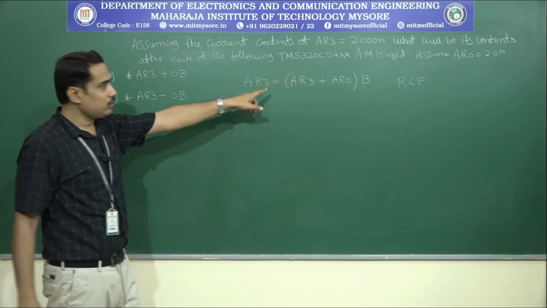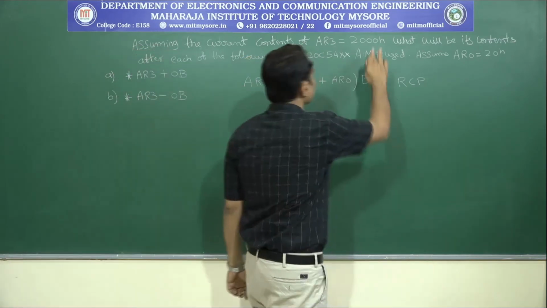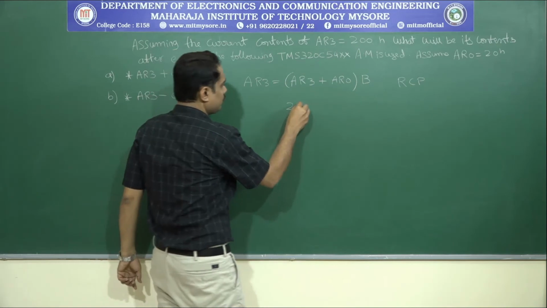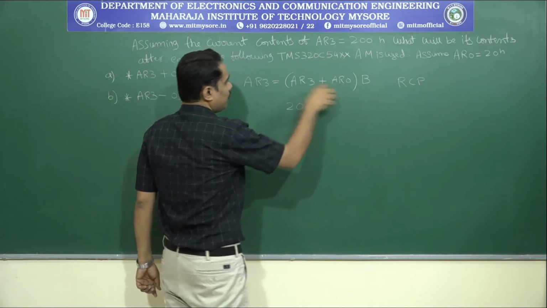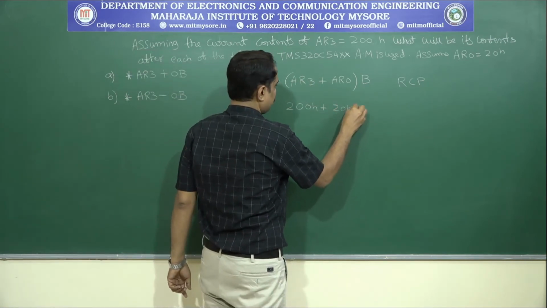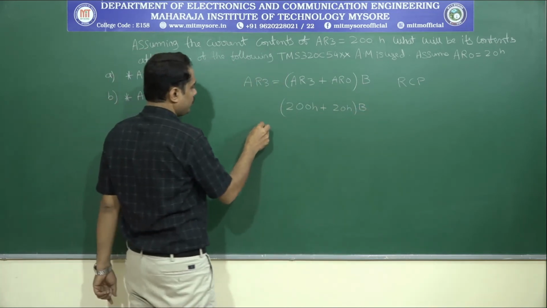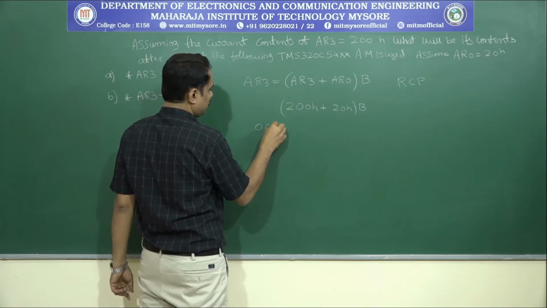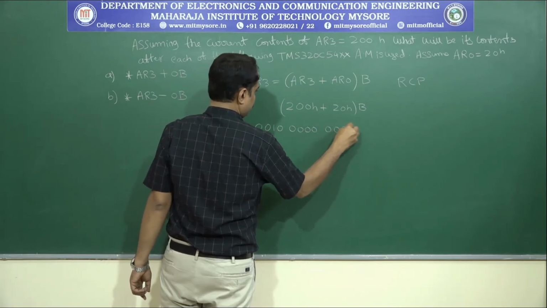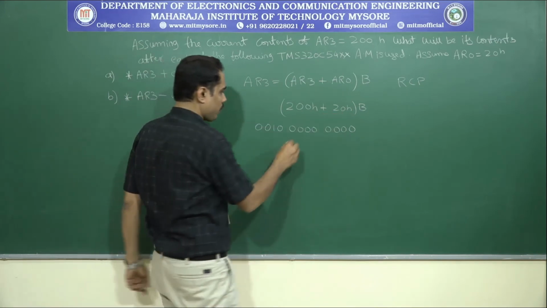Now let us substitute the values for AR3. We know that AR3 is given by 2000H. This AR3 is given as 200H, okay, 200H plus AR0, which is equal to 20H. Then we have to perform the bitwise addition. I can write 2 as 0, 0, 1, 0, 0. For this 2, 0, 0, I am adding 2, 0.